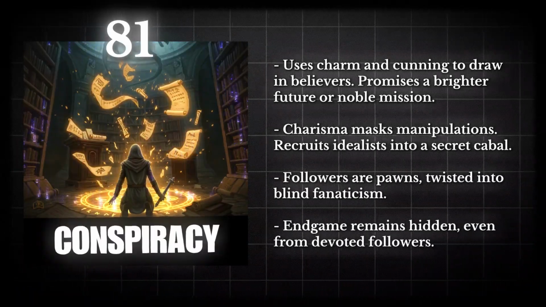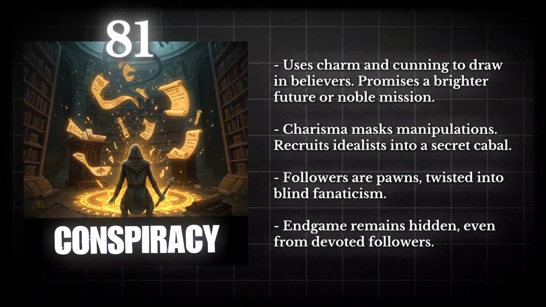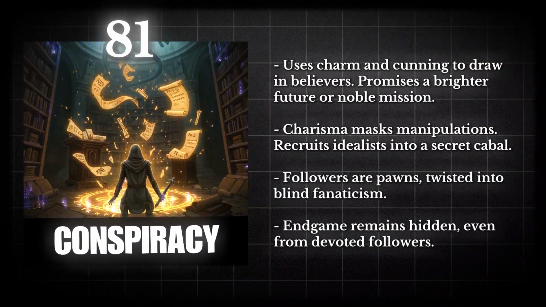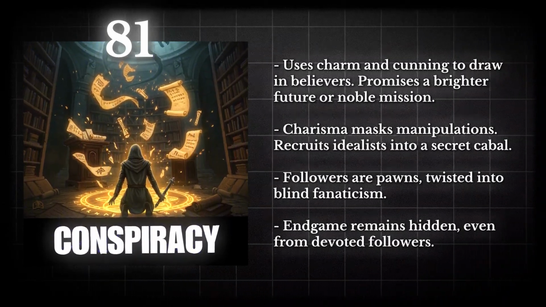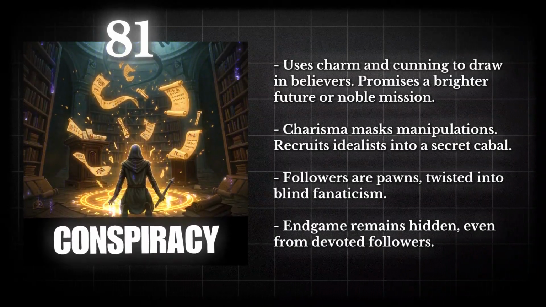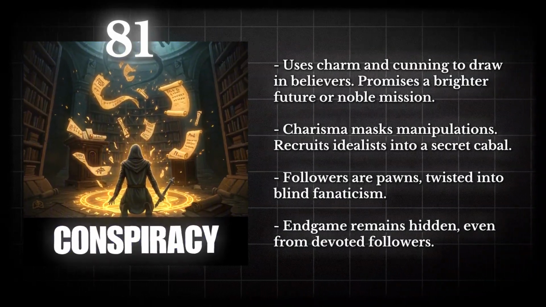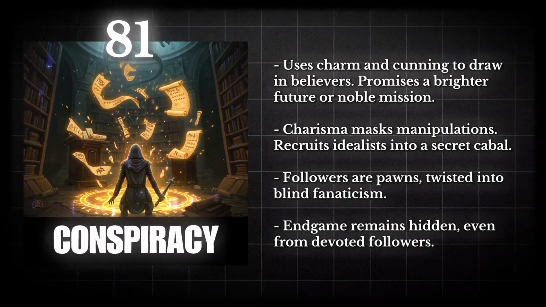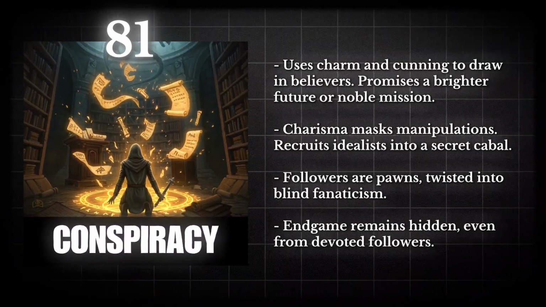81. Conspiracy. With charm and cunning, the villain draws in believers, promising a brighter future or a noble mission. Charisma masks the villain's manipulations as they recruit idealists into their secret cabal. Followers are pawns. Their hopes get twisted into blind fanaticism. The villain's endgame remains hidden, even from those who fight and bleed for their cause.